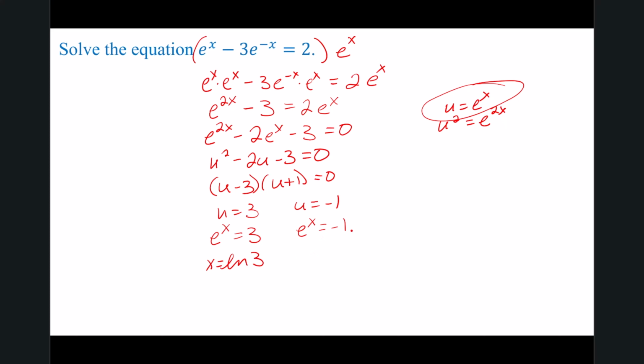And e to the x will never be negative 1 because e is a positive number. A positive number to any power is a positive number. So that one doesn't give us any solutions. And we're left with just x equals natural log of 3.